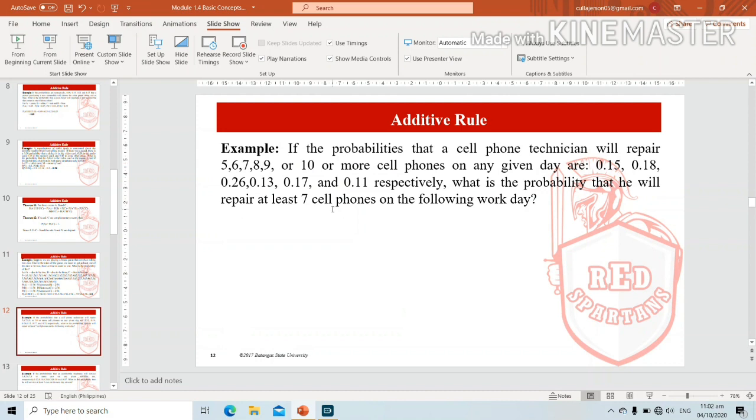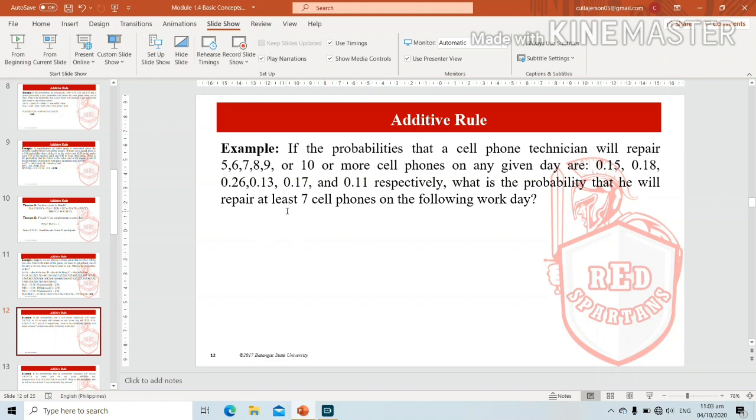The next, if the probability that a cell phone technician will repair 5, 6, 7, 8, 9 or more, or 10 or more cell phones on a given day, ito yung probability niya: 0.15, 0.18, 0.26, 0.13, 0.17, and 0.11 respectively. So, what is the probability that he will repair at least 7 cell phones?